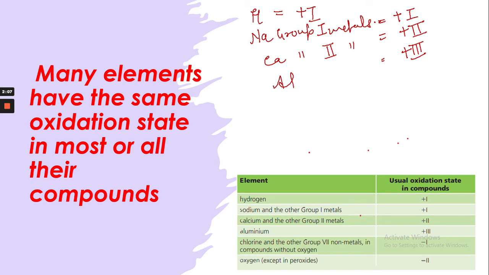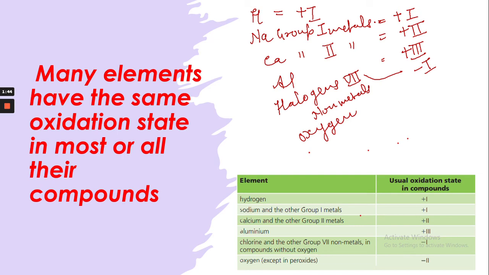Chlorine and all halogens, or group 7 non-metals, have oxidation state -1. Oxygen, except in peroxides, has oxidation state -2.